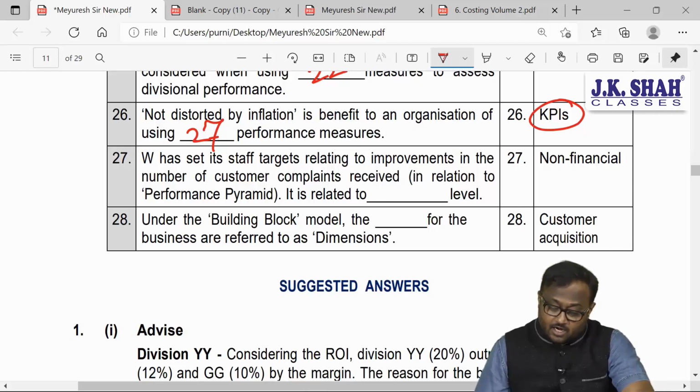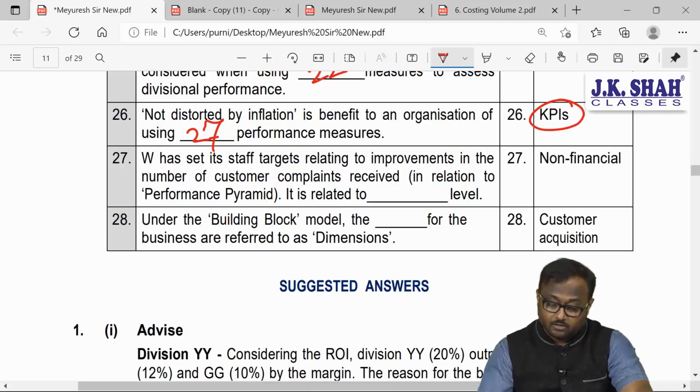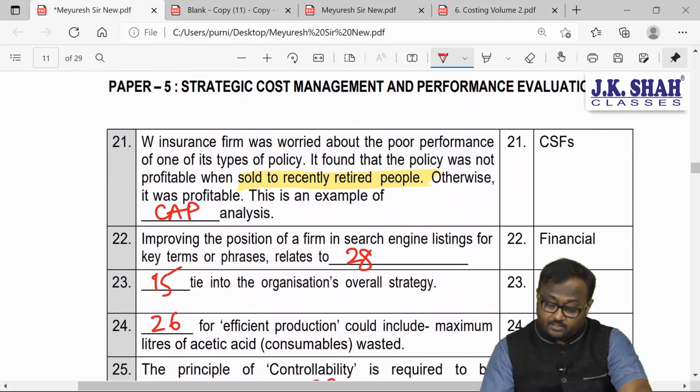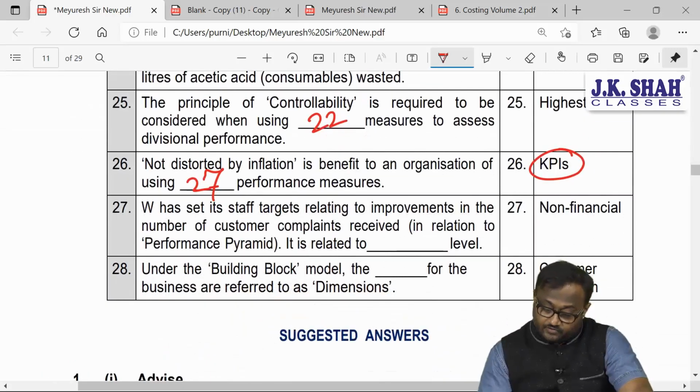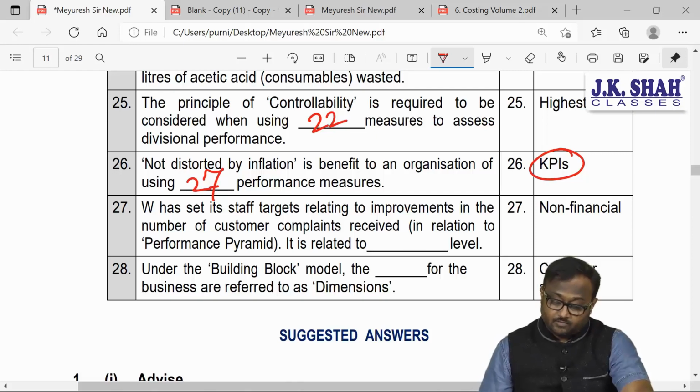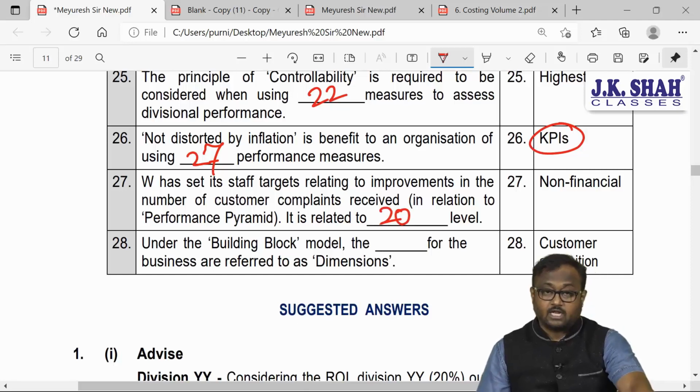27. W has set its staff targets relating to improvement in the number of customer complaints received in relation to a performance parameter. You have set targets and you are looking out for improvement in the number of customer complaints. So basically you are looking out for business operating systems. So this will be considered as 20. And the last one, 28.